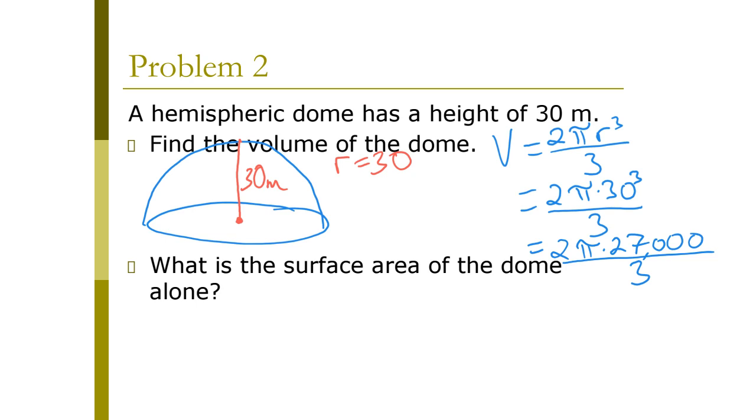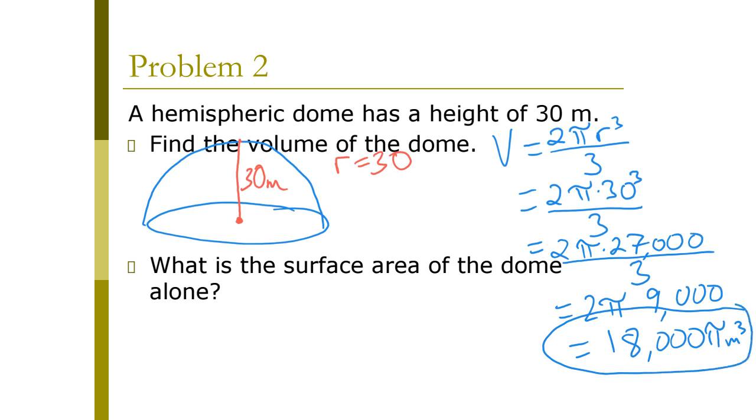Well, what's 27 divided by 3? So I'd have 2 pi times 9,000, right? You just ignore the zeros a little bit to work with smaller numbers. And what's 2 times 9? Well, that's going to be 18. Now, 18,000 pi meters cubed. All right, we were able to actually do that without a calculator.